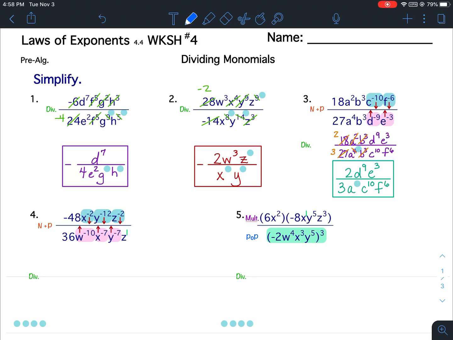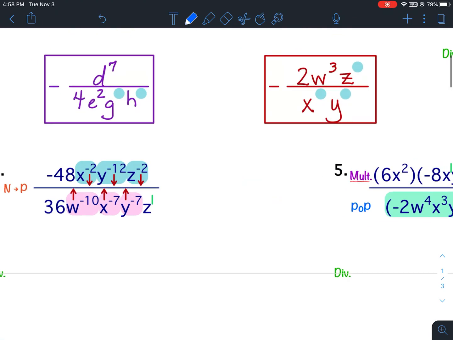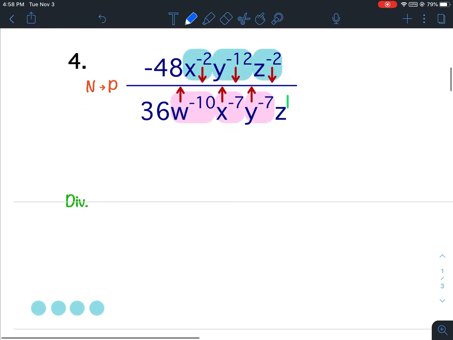Laws of Exponents, worksheet number 4, question number 4. Question number 4 is extremely similar to question number 3. You have the negative exponents that need to be made positive. So the ones that are highlighted in blue need to be moved to the denominator.